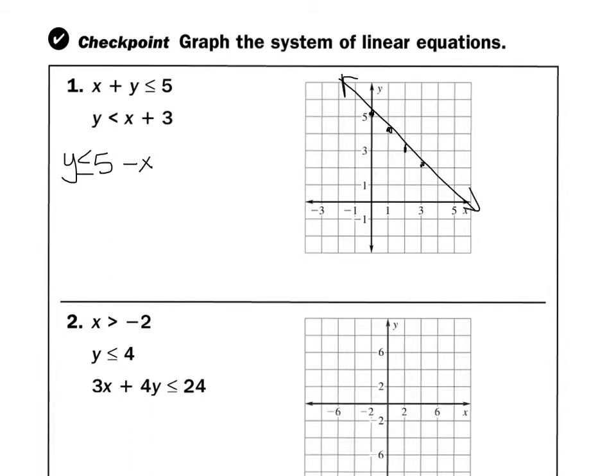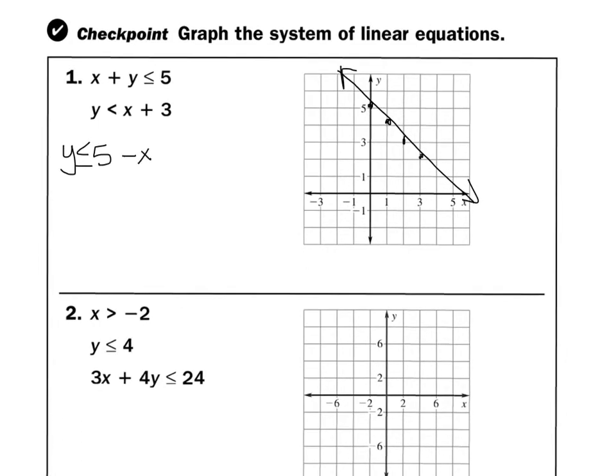And I'm going to test a point to decide where I'm going to shade. The easiest point to test is 0, 0. So when I plug in 0 for x and 0 for y, I get that 0 is less than or equal to 5 minus 0, which simplifies as 0 less than or equal to 5. And that is true. 0 is less than 5. When it's true, I shade the side of the line with 0, 0.